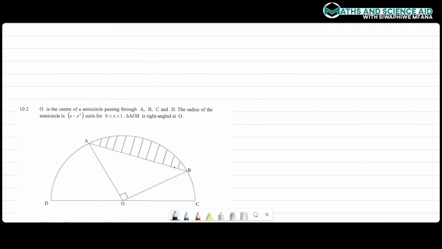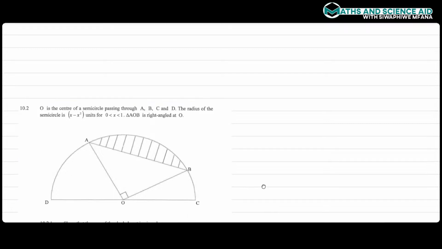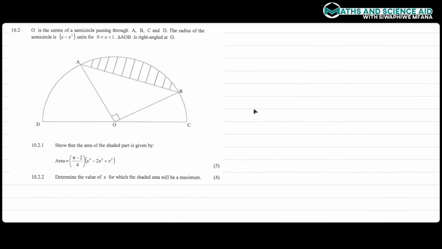Okay. And now here is the actual optimization problem. It's 10.2. So O is the center of a semicircle passing through A, B, C, and D. Okay, so those are the points through which our semicircle passes. The radius of the semicircle is x minus x squared. I think we should note this. We're told that O is the center, so the radius is x minus x squared. x minus x squared is the radius, right?